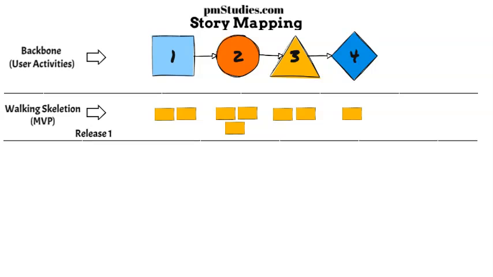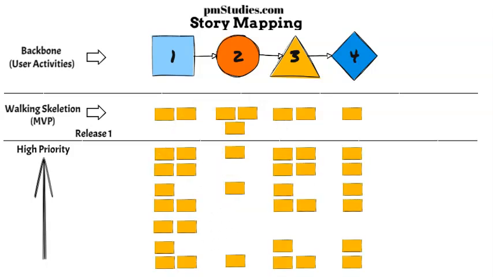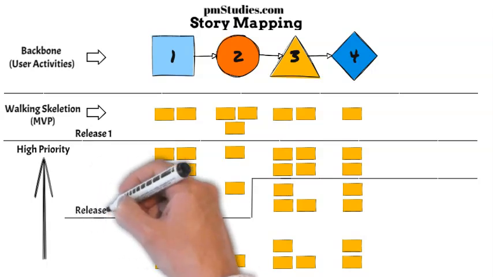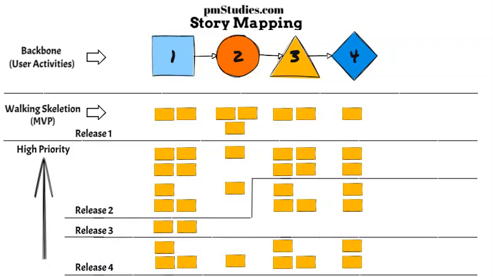Once the user stories for the initial release are mapped, the next step is to prioritize subsequent stories that will incrementally build upon the existing functionality. Each resulting release would represent a shippable product increment, ensuring continuous value delivery.